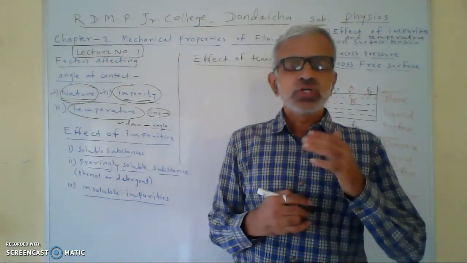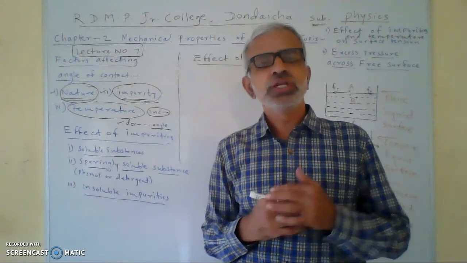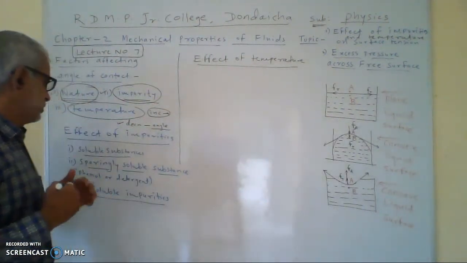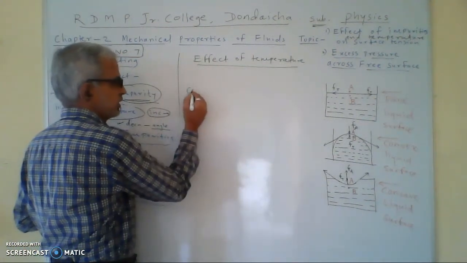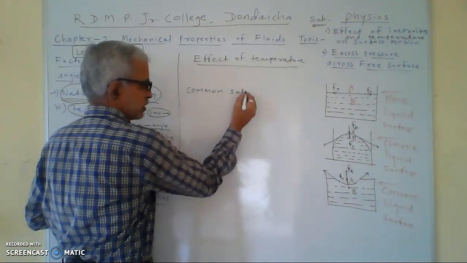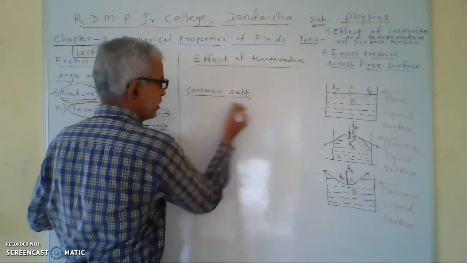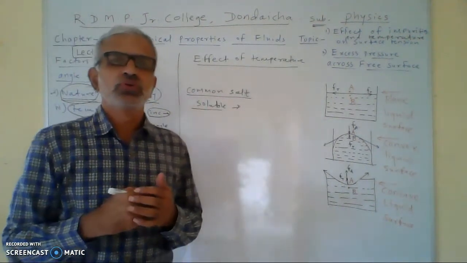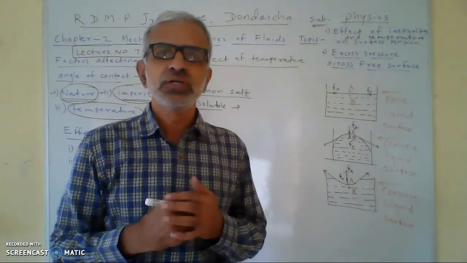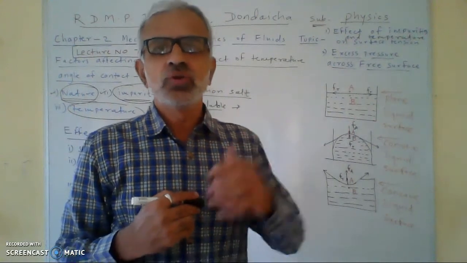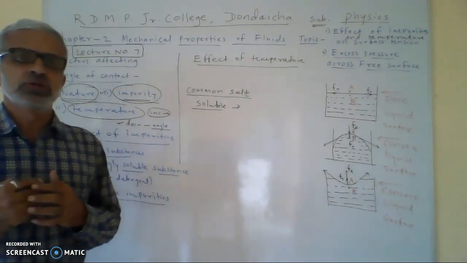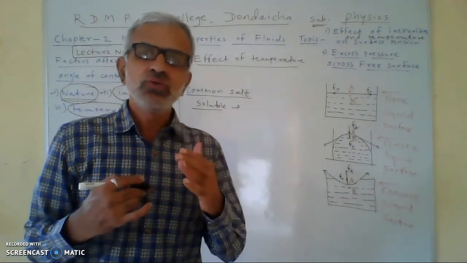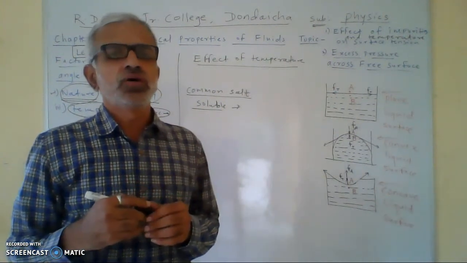Now let us see what are the effects of the impurities on surface tension. In water, if some impurity is added, like common salt, which is soluble, it is a soluble impurity, then the surface tension of that solution will increase. There is an increase in the surface tension if we add common salt. This is one effect of the impurity. If a soluble impurity is added, there will be an increase in the surface tension of the liquid.